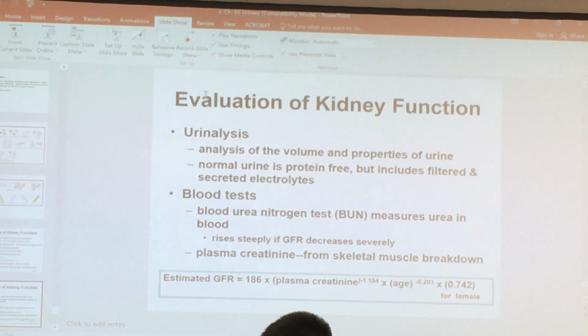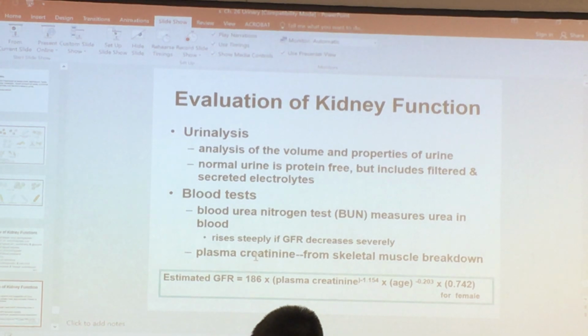And how can we evaluate the kidney function? We can do the urine analysis, check all these compounds there. And we also can do the blood test. We don't check the urine. How do we check it? We check BUN, not the bread, BUN, okay. It's blood urea nitrogen, BUN. If this one increases, then the GFR will decrease. So if the BUN increases, not good. And the other thing is plasma creatinine in the blood. If creatinine increases, it's also not good.